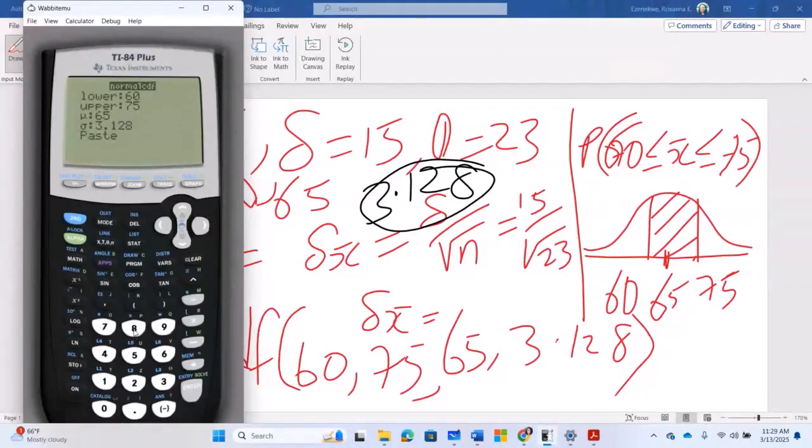3.128. So this question is actually a central limit theorem question. If you have a central limit theorem question, you must first of all calculate the standard error, because in your normal CDF, you will use standard error in place of standard deviation. You hit enter. Therefore, the area between those two numbers is 94.43. That is the area, 94.43.